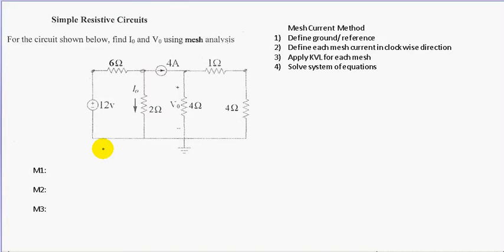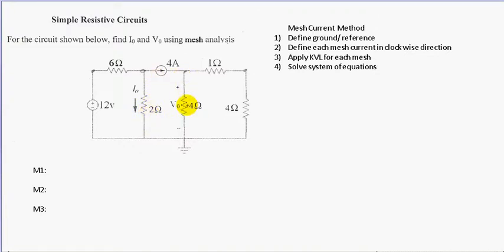Hello there. In this problem, we're going to be using mesh current analysis. This is the same problem as we did previously, but we're going to be using a different method to find Io through this 2 ohm resistor and Vo across this 4 ohm resistor.